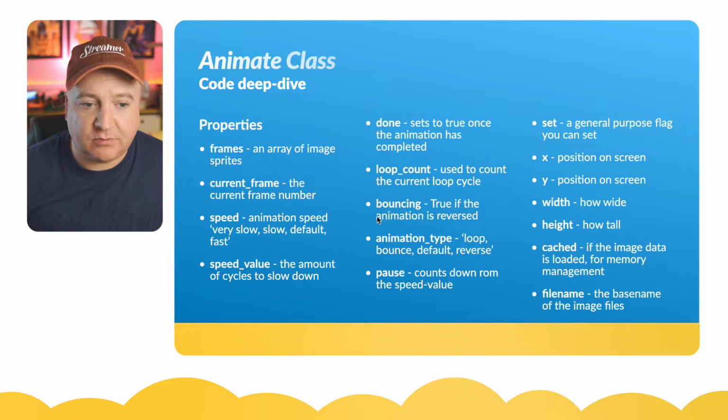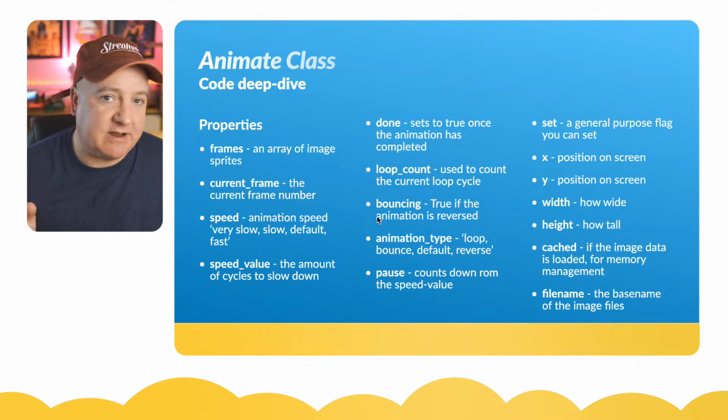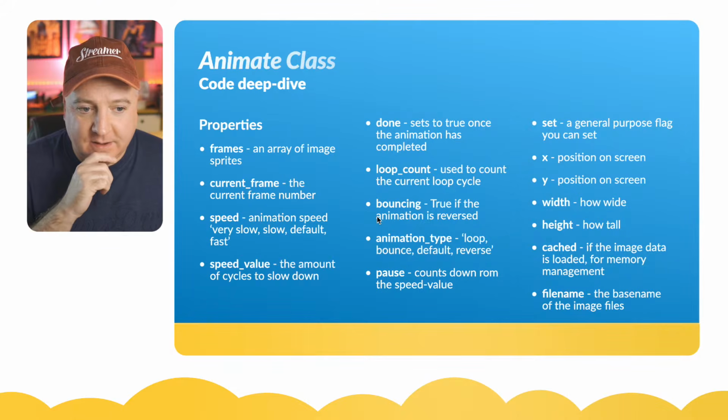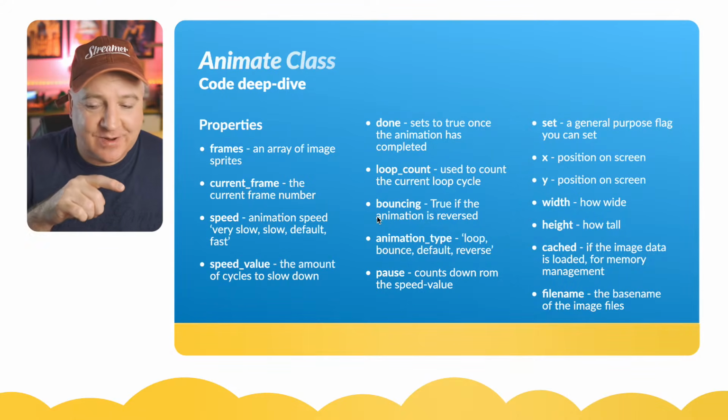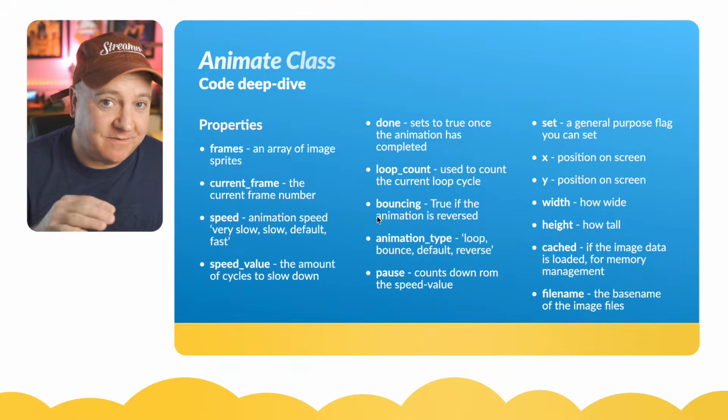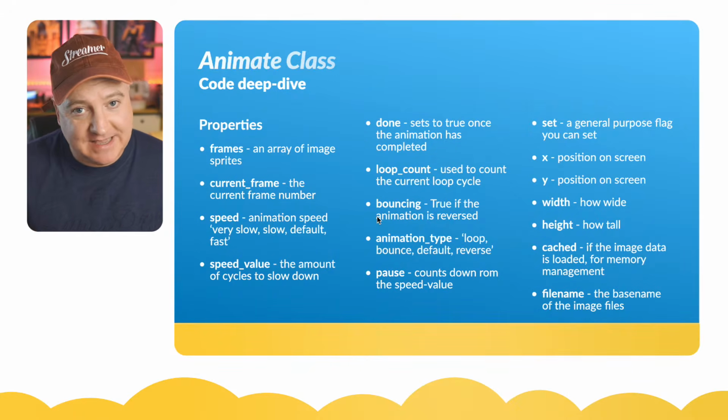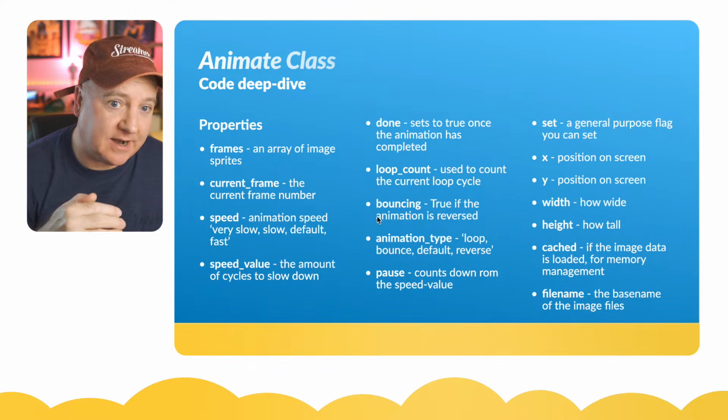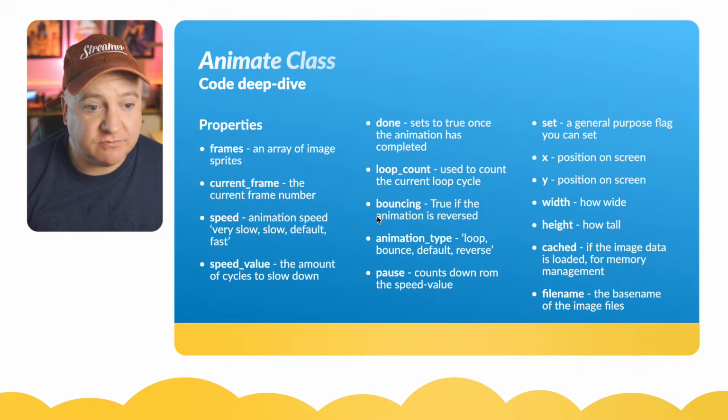So if we set that to 3, loop count will decrease every time it gets to the end, and so on. Bouncing is if we are playing the animation forward, so we're going A, B, C, D, E in the frames, or 1, 2, 3, 4, 5. When we get to the end, when we get to 5, it'll then go 4, 3, 2, 1. And when it's going the opposite direction, that just means that the animation is reversed, so bouncing becomes true.